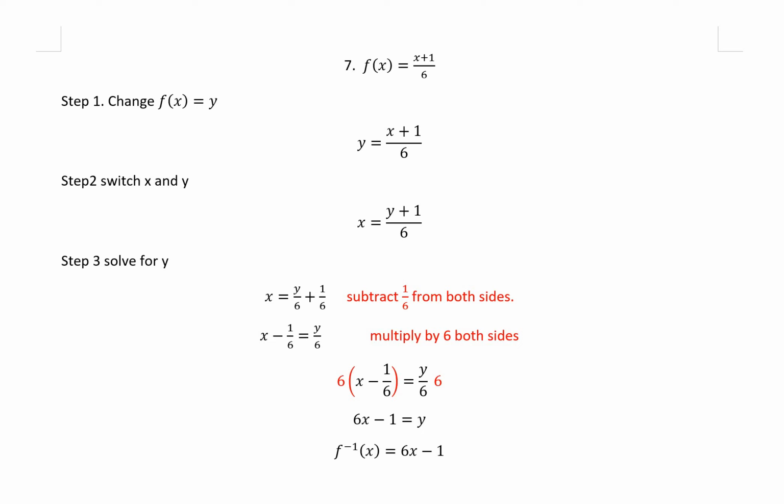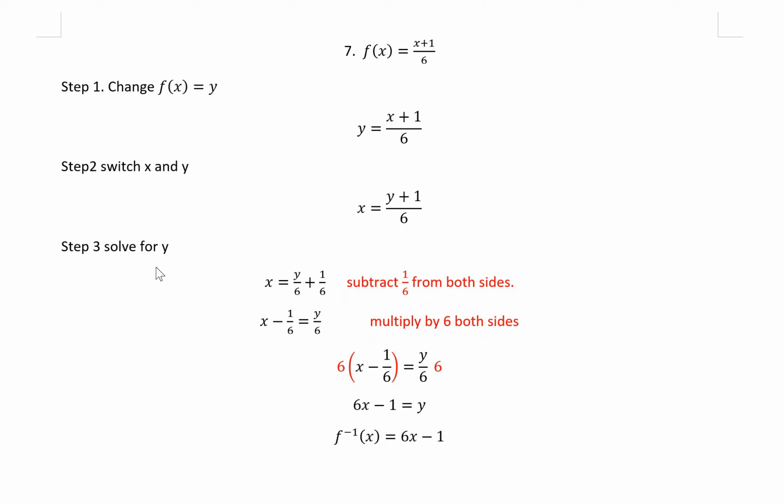So I switch y to x and x to y. So x equals (y plus 1) over 6. Because inverse function means the x of the given, original function will be y in the inverse function. So we are switching it. Step 3, solve for y. So x equals (y plus 1) over 6. We can separate them like this, y over 6 plus 1 over 6, and we subtract.